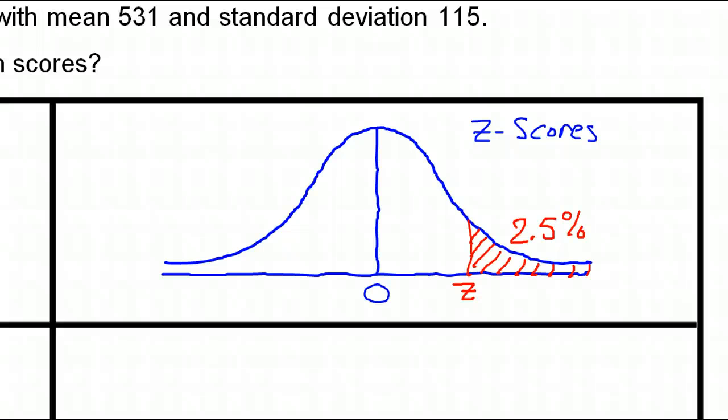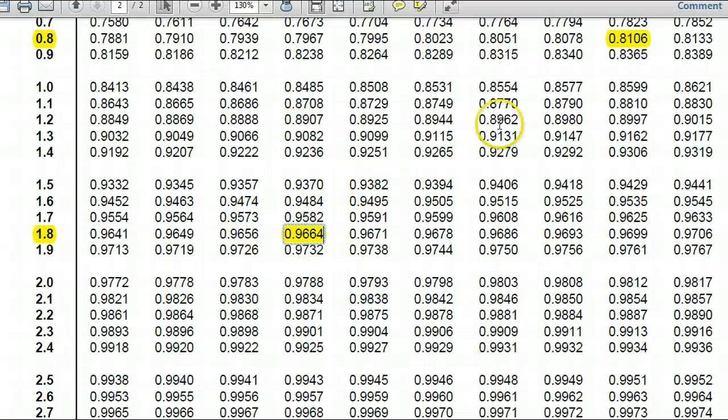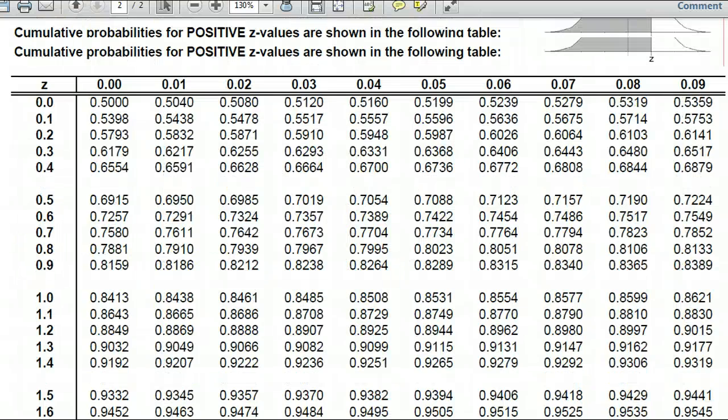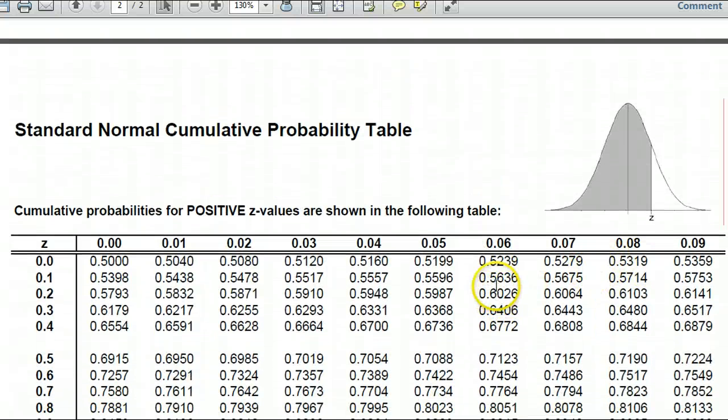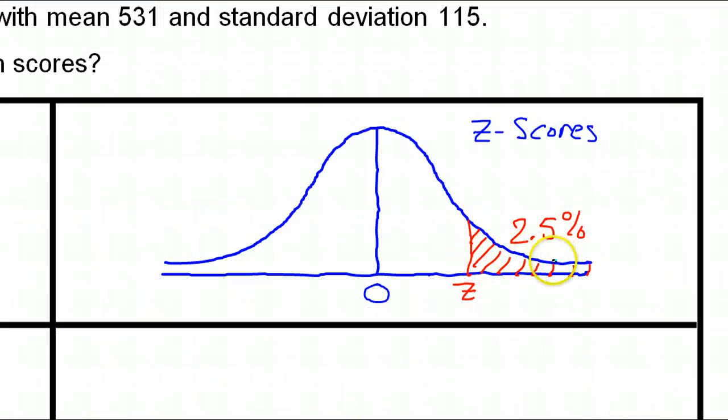Here's the key though. We've got to be super careful. Normally we start with the percentage, we turn that into a decimal, and then we look it up on this chart. The problem is this chart is only proportions that are to the left of the z, only to the left. Whereas this is to the right. So how am I going to match up a right percent with the correct z-score? Yeah, you can't do it.